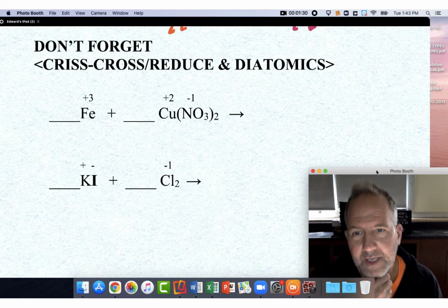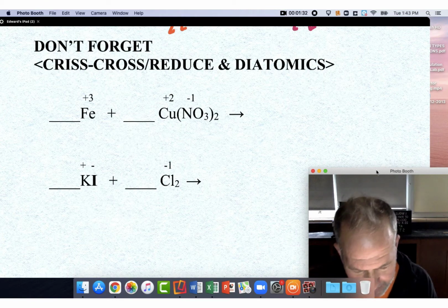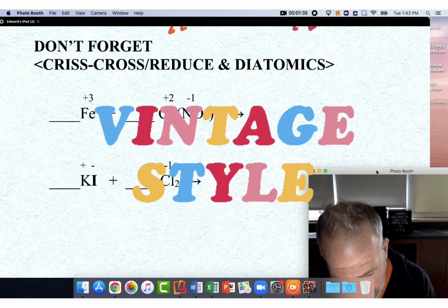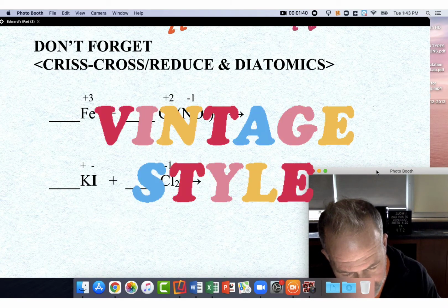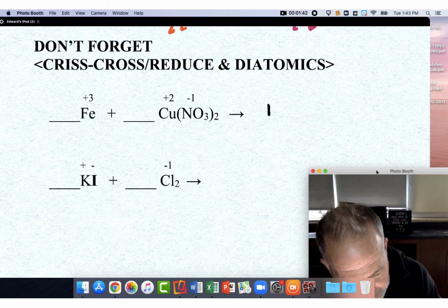So I'm just going to do the top one. Look at the top one is positives, the bottom one is negative. Surprise, surprise, right? That's my style. Okay, so here's what we have. We have Fe, and what is Fe going to replace?